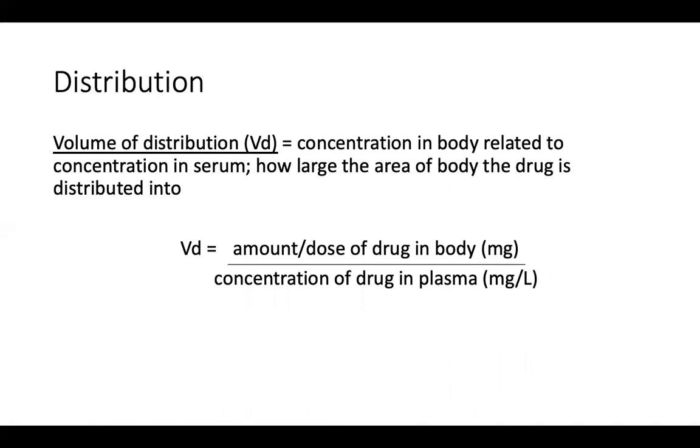And then talking about volume of distribution. This is actually a theoretical value, which is why it's sometimes referred to as apparent volume of distribution. And that's the concentration in the body related to the concentration in the serum. So how large the area of the body is that the drug is distributed into, basically. Sometimes when we talk about bigger people, they might have a bigger volume of distribution, and sometimes we have to account for that in our dosing strategies.